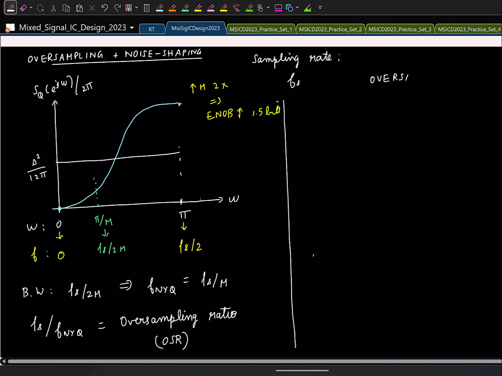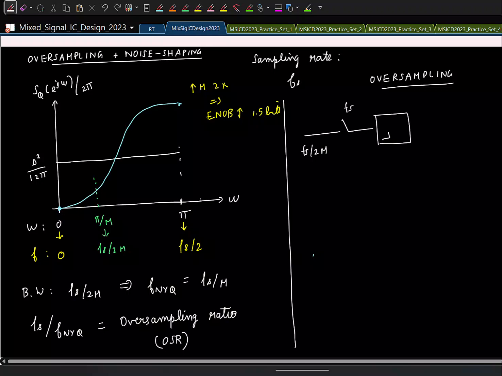So what I mean by that is this. I have my input signal that has a bandwidth of fs by 2m. I just oversample it at fs and quantize it as usual. I don't do this noise shaping.